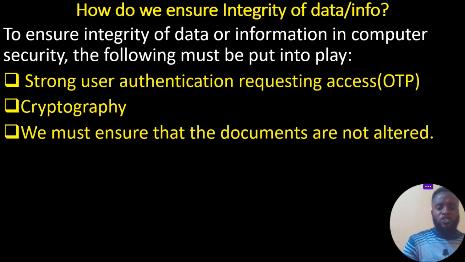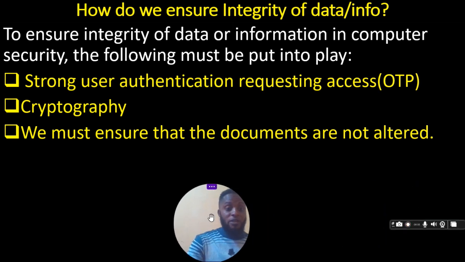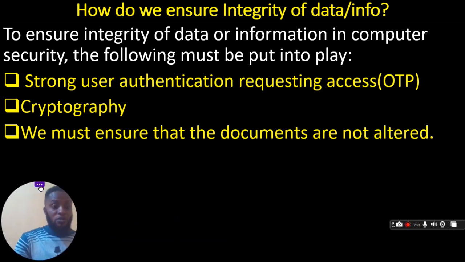Next, how do we ensure integrity of data or information? Remember, we've talked about confidentiality, we've talked about integrity, we've talked about availability. Now, how do we ensure integrity of data or information? To ensure integrity of data or information in computer security, the following must be put under consideration.